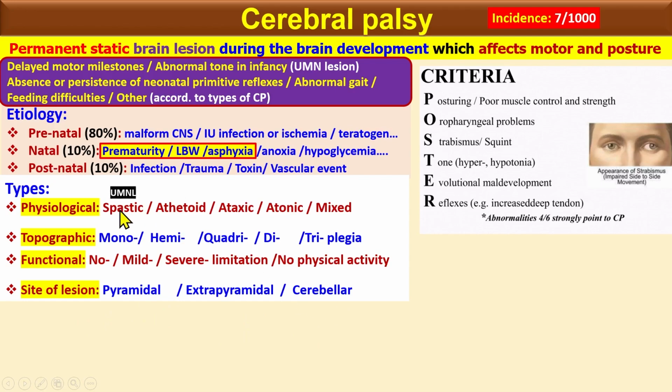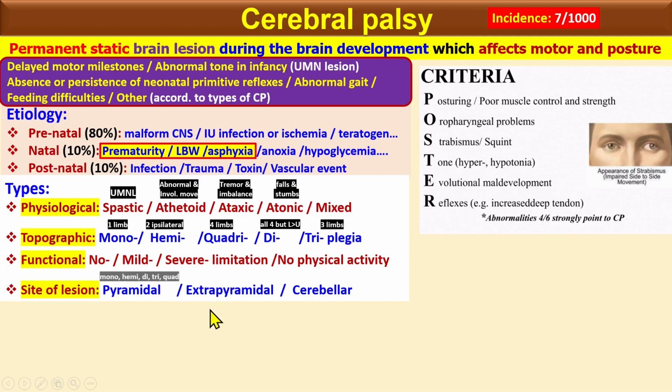Okay, in the spastic, upper motor neuron lesion signs; in the athetoid, you see abnormal and involuntary movement; ataxic means tremor and imbalance; atonic means floppy, with weakness. Okay, and there is a mixed type also. In the topographic, mono is one limb, hemi is two ipsilateral, quadri is four limbs, di is all four, but the lower are more affected compared to the upper, and tri means three limbs are involved. So these are the pyramidal types, and in the extrapyramidal, spastic and athetoid. In the cerebellar, there are ataxic and atonic types.